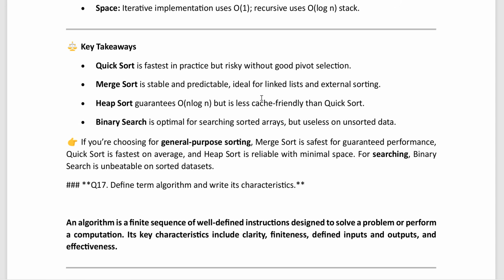Merge sort is stable and predictable, and it is ideal for linked lists and external sorting. Heap sort guarantees big O of n log n time but is less cache friendly than quick sort. Binary search is optimal for searching sorted arrays but useless on unsorted data. If the given array is unsorted, you cannot apply binary search; it will result in very large complexities.